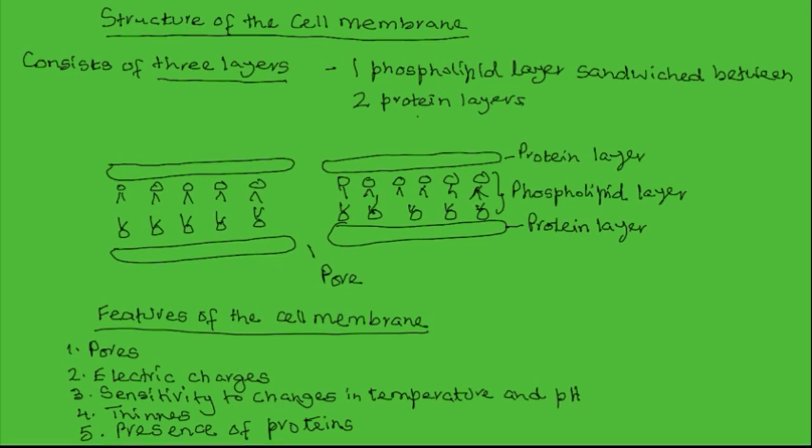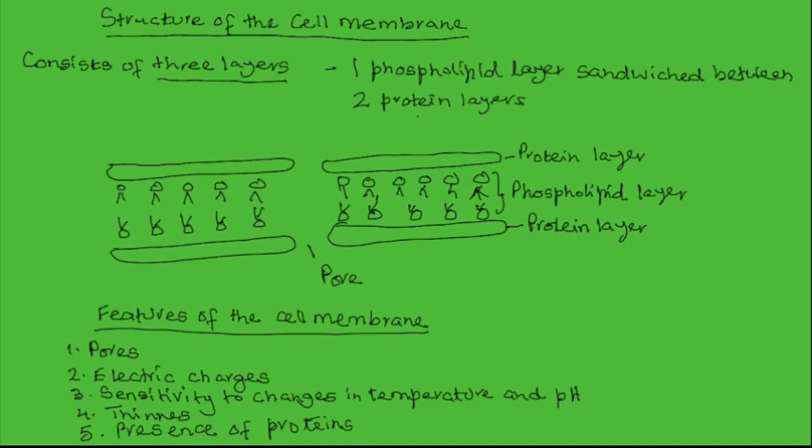Now, if you look at the cell membrane, there are certain features of it which give it the properties that control the movement of substances into and out of the cell. These features that play this role include the pores. Then on either side there are electric charges, both positive and negative charges.